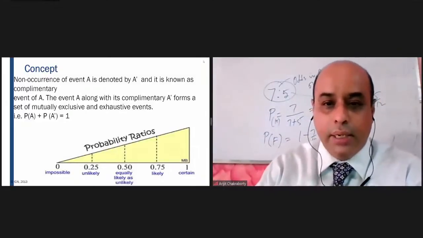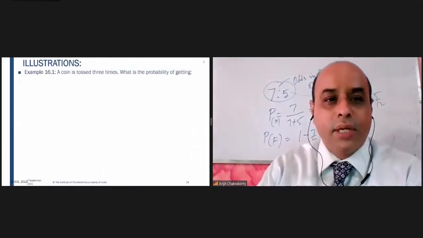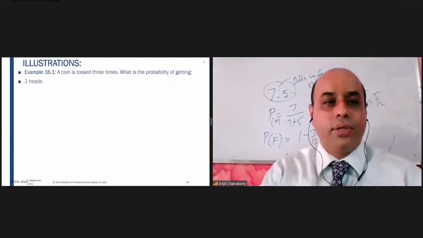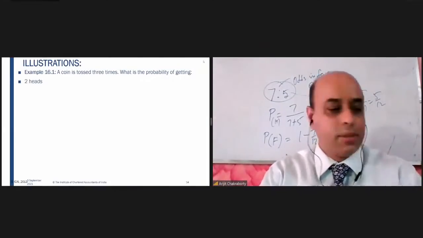Okay. Now let us see some illustrations. A coin is tossed 3 times. We are going through some of the illustrations in the study material.